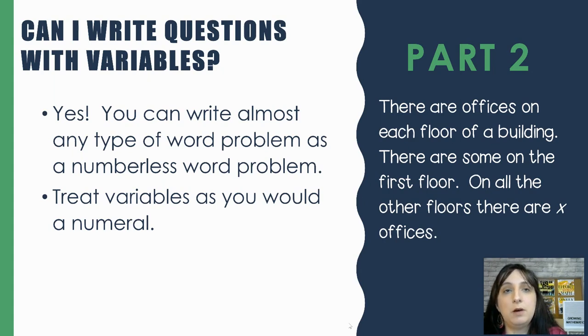At this point, you could talk with your students like, what do you think x could be? What values would be reasonable for x? Could x be 0? Well, no, because there have to be offices on the other floors of the building, according to the question. Could x be 5 million? Well, no, because that would be way too big for an office building. An office building couldn't have 5 million offices on a floor. That would not be reasonable.